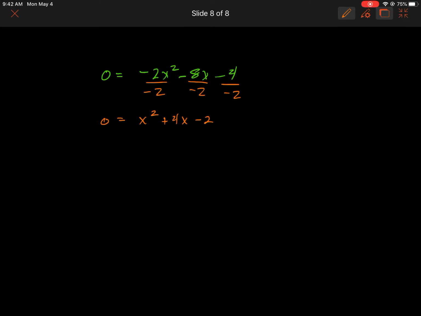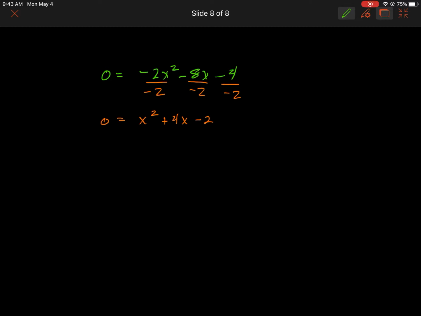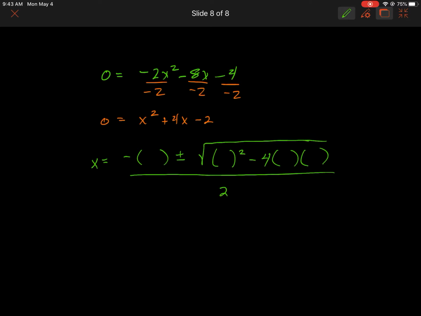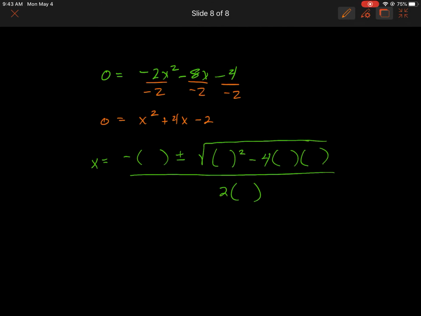Now, is this factorable? Do we have any factors of negative 2 that add up to 4? No, we don't. So we have two choices. We can either complete the square, or we can use the quadratic formula. I'm going to go ahead and just use the quadratic formula. So negative b plus or minus the square root of b squared minus 4 times a times c, all of it divided by 2 times a. Notice I used parentheses as I recommend.